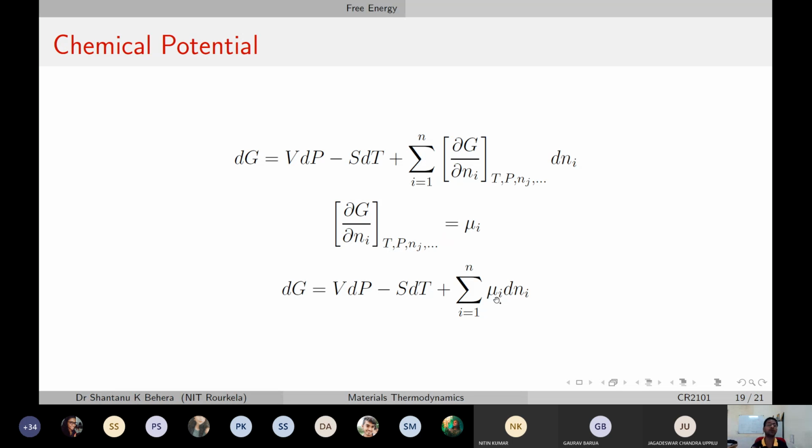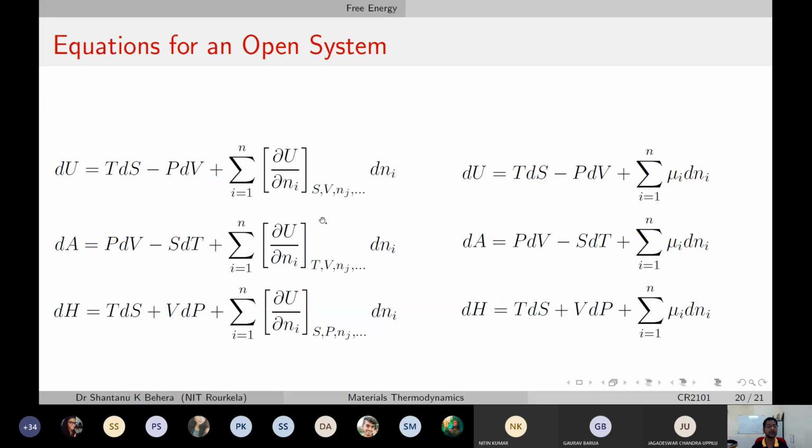Likewise, all other thermodynamic energy functions can also be changed to incorporate these components, making them go from a closed system to an open system. That's what is written here. You have dU is TdS minus PdV. This is what we already know, and here you add this one, over changing number of components. That brings down to dU is TdS minus PdV plus the chemical potential term summed over all available species.